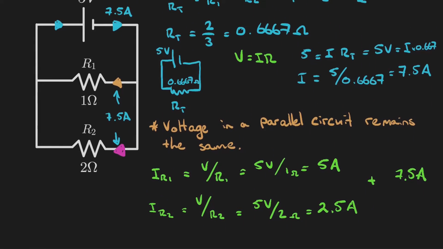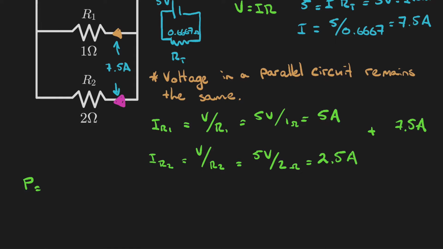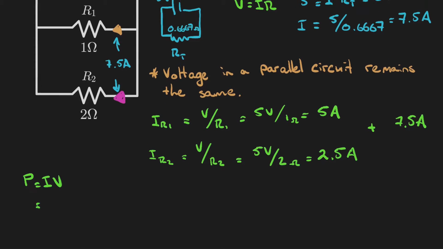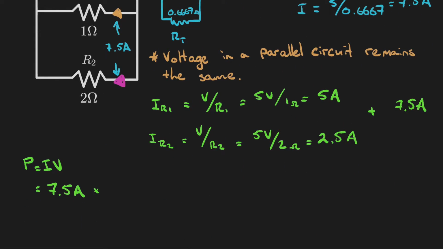So then what about power? Well, it's the same deal. You could have P equals IV, and the overall power consumed in this circuit is equal to the total current, which is 7.5 amps, multiplied by the supply voltage, which is 5 volts. Okay? And that equals 37.5 watts. Okay?